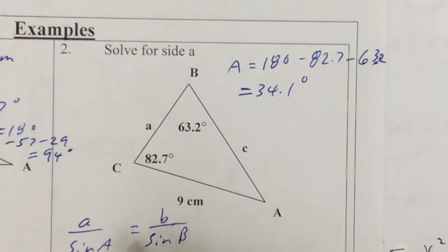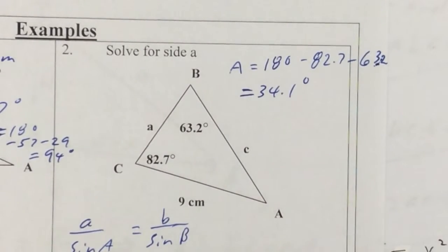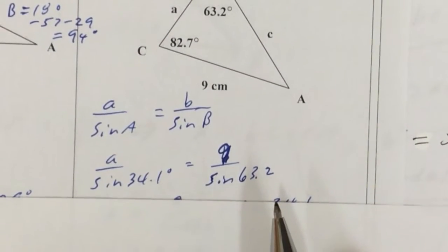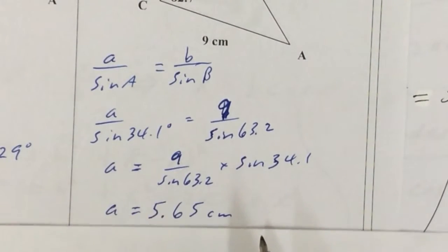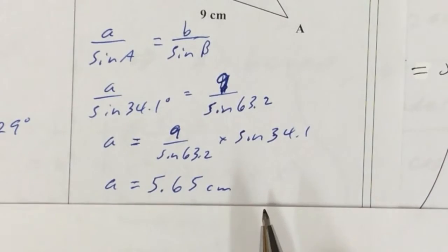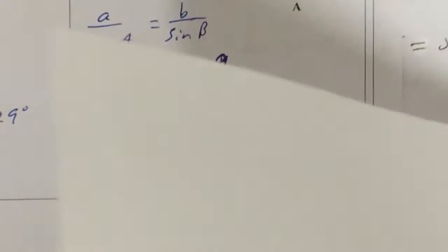So A over sine A equals B over sine B. Plug that all in. Do the algebra, and you get 5.65 centimeters.